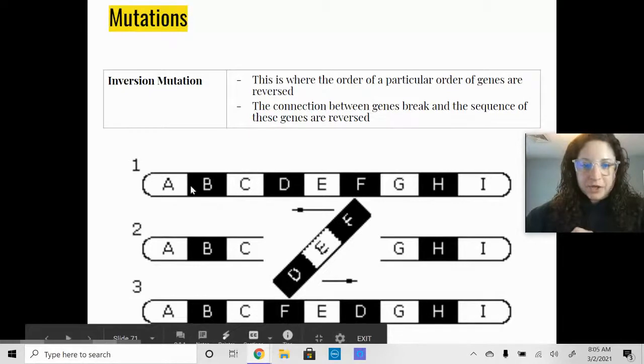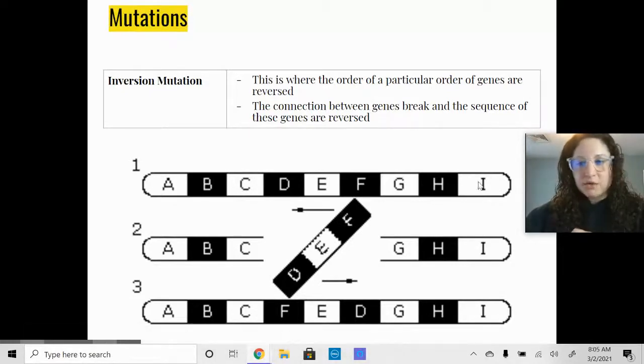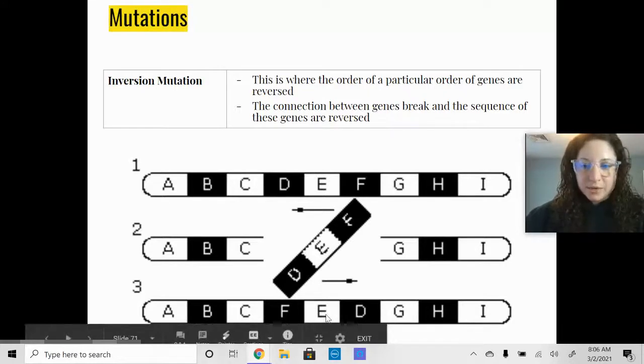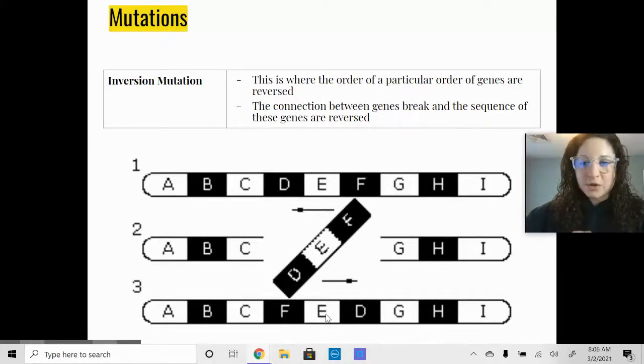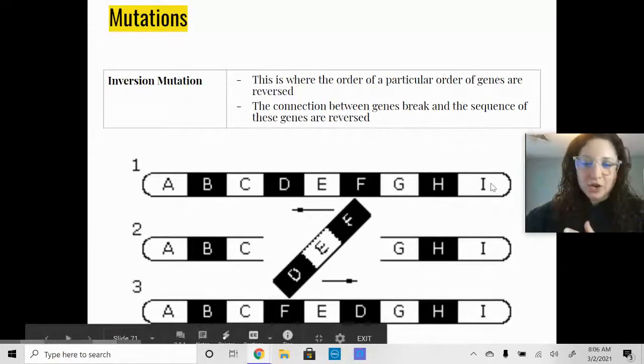So this right here, number one, this is representing a chromosome that you have in your body. And then on this chromosome, you have genes A, B, C, D, E, F, G, H, I. Now, each of these genes can code for something. So maybe A codes for eye color, B codes for hair texture, C codes for how tall you are, etc. What's happening on this chromosome is that a couple genes are popping out of the chromosome, they're rotating around, and then they're reattaching to the chromosome. So instead of reading on this chromosome genes A, B, C, D, E, F, G, H, I in the correct order, they are now reading in the incorrect order of A, B, C, F, E, D, G, H, I.